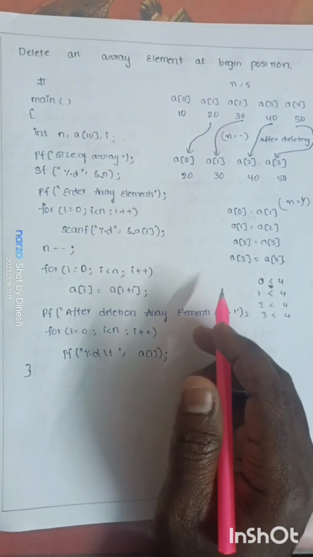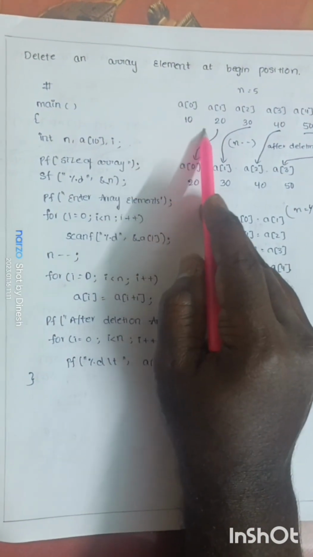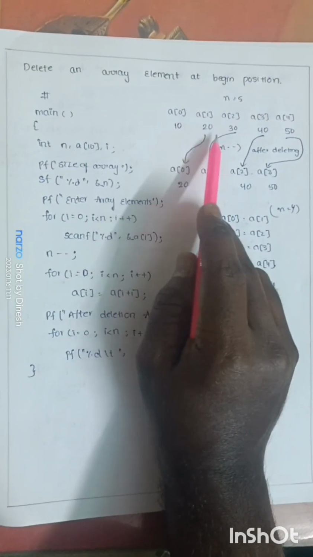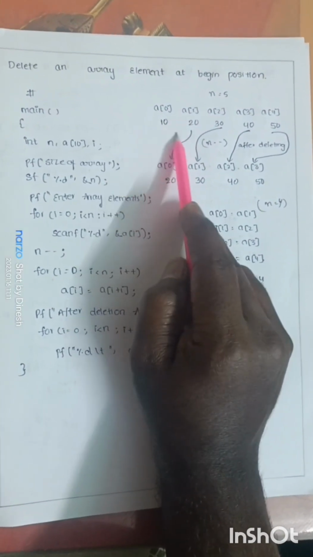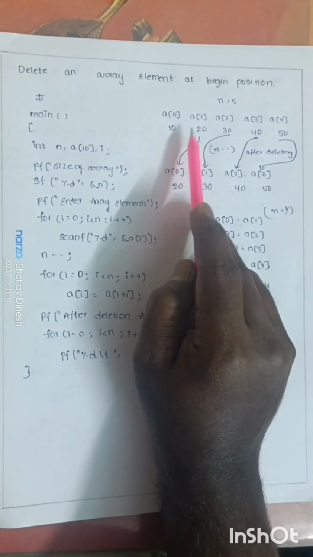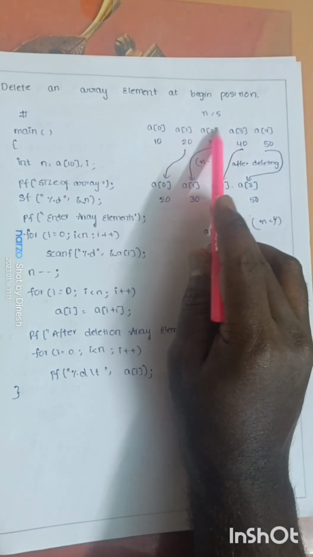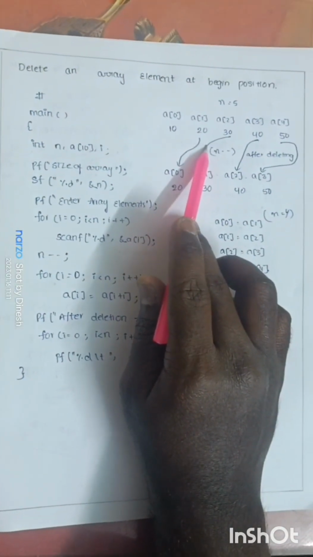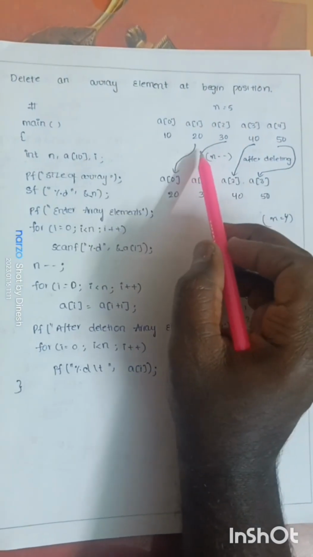Deleting an array element at the begin position means we have to delete the 0th location element. For example, we take 10, 20, 30, 40, 50, and we have to delete the 0th location element, that is, the element 10. For that we do some operations. We have taken n equals to 5, which means the size of the array is 5. Deleting an element from an array is very simple, its logic is very simple.